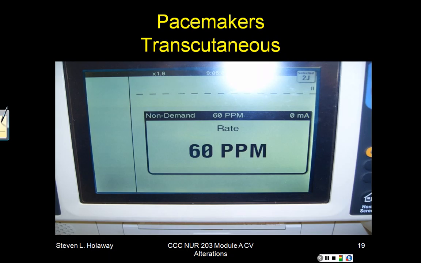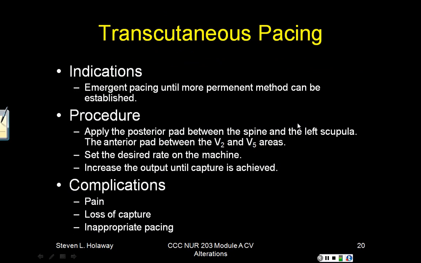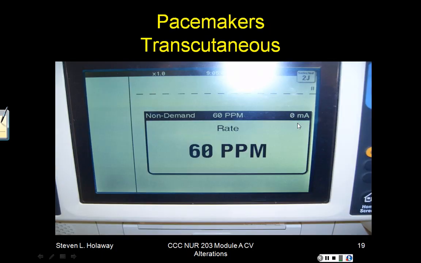Okay, so basically we're going to set the rate. As you can see on this slide, the rate is set at 60 per minute, and you can see in the corner here where it tells you how many milliamps. And we don't have anything set yet. So at that point, once you've got the rate set, the machine should start firing at a rate of 60 spikes per minute, or 60 stimulations per minute.